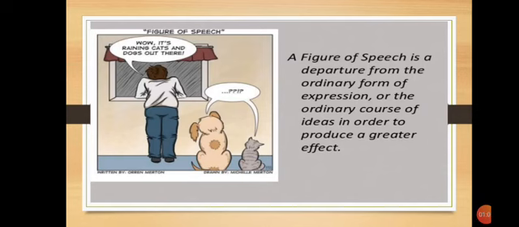See, when we say it's raining cats and dogs out there, it actually does not mean that it is raining cats and dogs. It means that it is raining heavily, right? So, a figure of speech, or when we use poetic or literary devices, we actually mean something else, but to beautify our language, we use some words which have some other meaning.